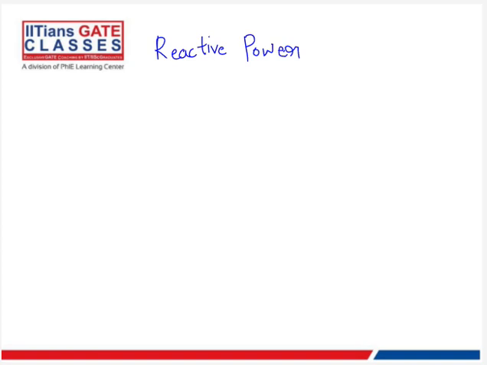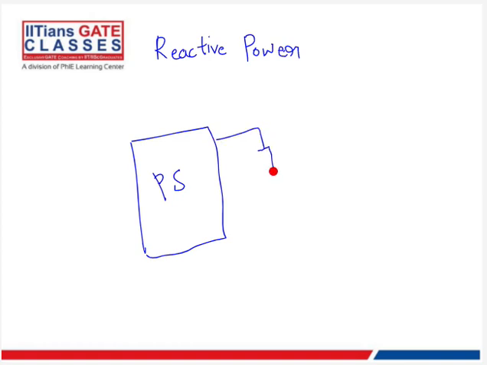Right. So first, let's look at this particular condition. So this box represents the power system, right? And we have one device with some reactance. And the current is being injected from the device.